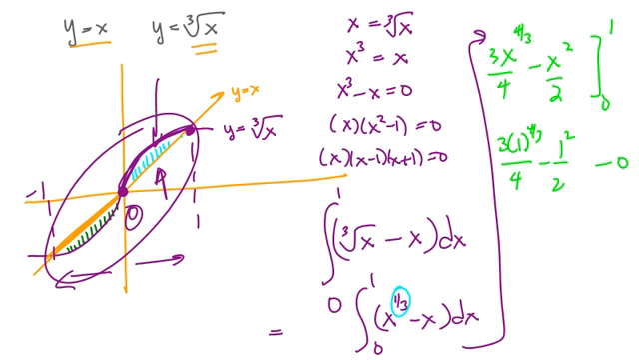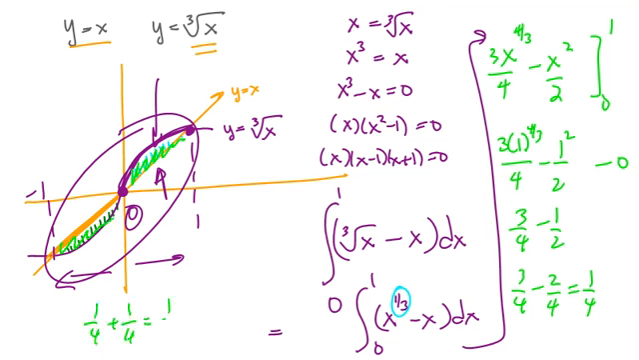So I'm now simplifying. The cube root of 1 to the power of 4/3 is 1, so that's 3/4 minus a half. So that's 3/4 minus 2/4, which is 1/4. So this area is a quarter, which means the entire area is a half, because you've got 2 of them. A quarter plus a quarter equals 1/2. There we go.